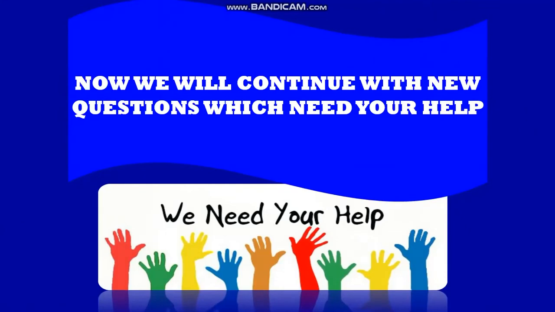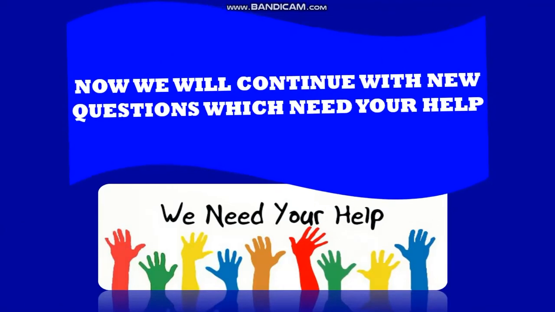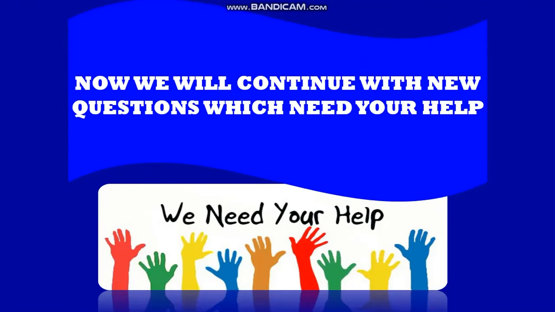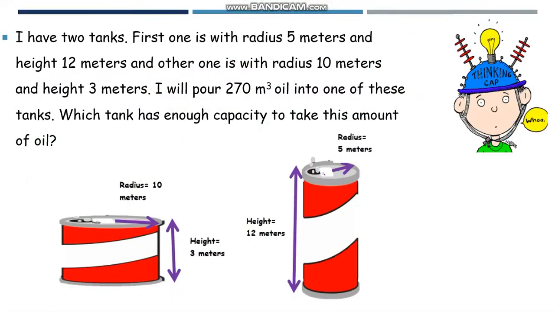Now we will continue with new questions. We need your help. The question says I have two tanks. The first one has a radius of 5 meters and a height of 12 meters, and the other one has a radius of 10 meters and a height of 3 meters. I will pour 270 cubic meters of oil into one of these tanks. Which tank has enough capacity to take this amount of oil?